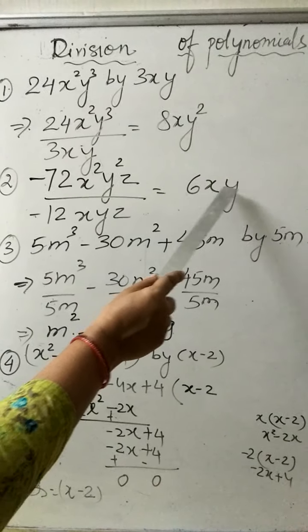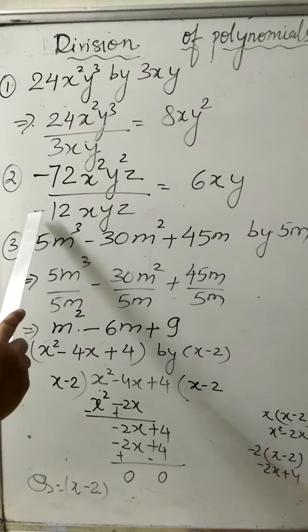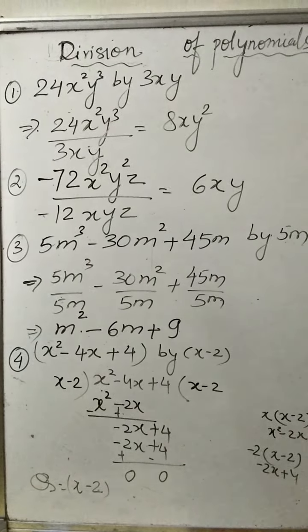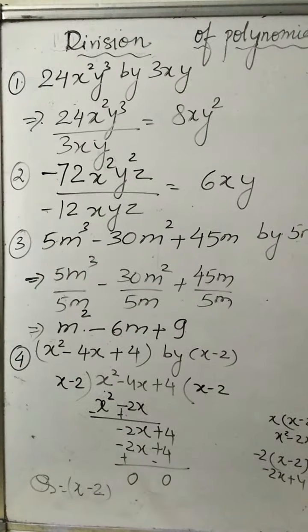So here 1x and 1y will remain, and here a negative sign is there, so minus and minus will get cancelled. So the result will be positive, and 12 ones are 12, 12 6s are 72. So the answer is 6xy.